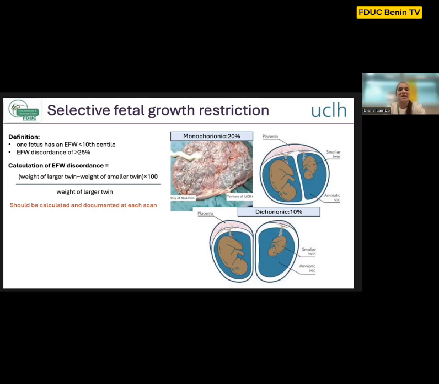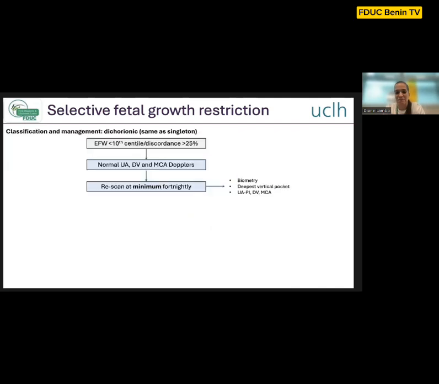Now, 25%, again, where has this number come from? There's been a lot of studies over the years to try and determine the cutoff threshold for estimated fetal weight discordancy that we should be looking at. 25% seems to be the one that is associated with the highest level of perinatal morbidity. However, saying that, really, if you have any monochorionic pregnancy with an estimated fetal weight discrepancy of 20% or more, these are high-risk pregnancies and need to be closely monitored.